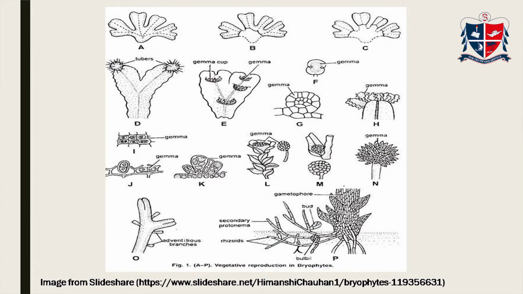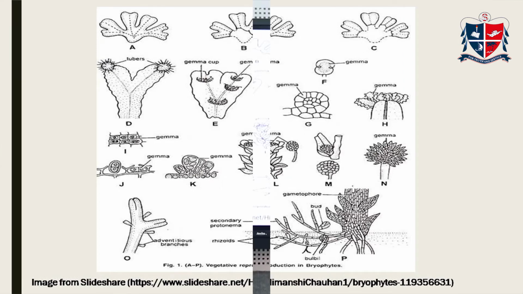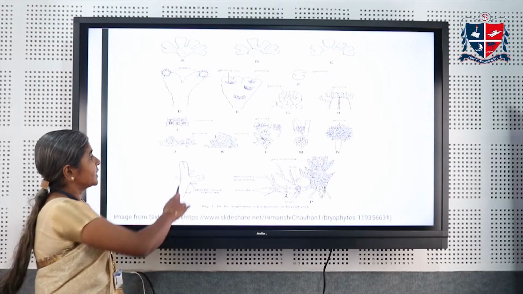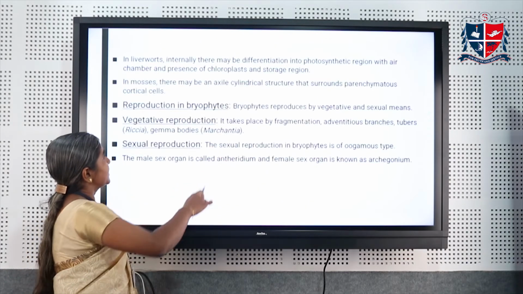This is an image. I have taken this from the internet and it shows different types of vegetative propagules. In image D, you can see tubers. In image E, a gemma cup on the thallus surface can be seen, and image F shows individual gemma. Here in image O, adventitious branches can be seen, and image P shows protonema. These are the vegetative methods.